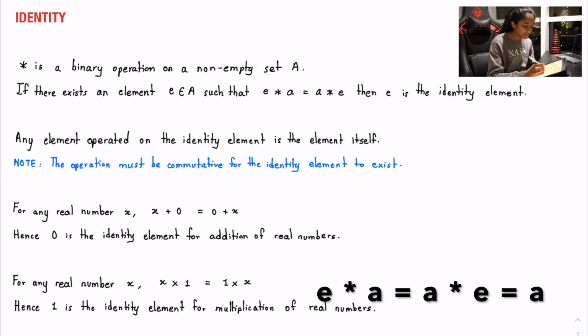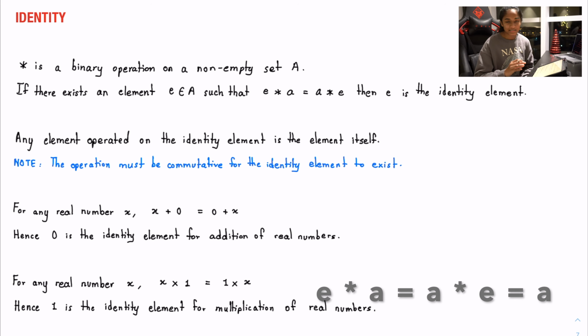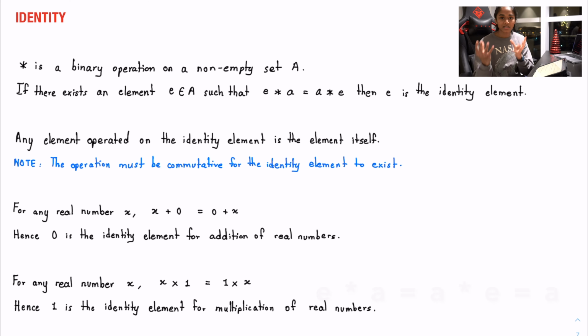So we're going to look at addition first. For any real number x, x plus 0 is equal to 0 plus x, meaning that the element itself comes back, because if you add 0 to any number, it is that element. So 1 plus 0 is going to be 1. 100 plus 0 is going to be 100, right? And that's why 0 is the identity element for addition of real numbers, okay?